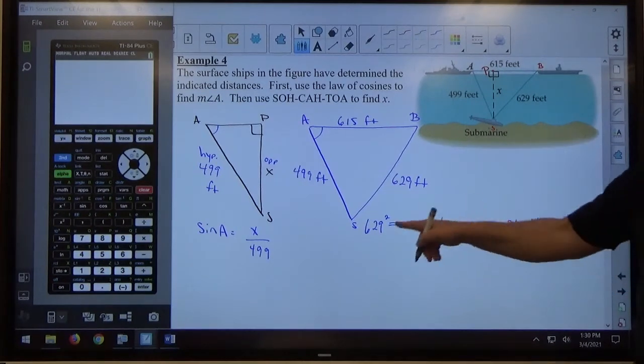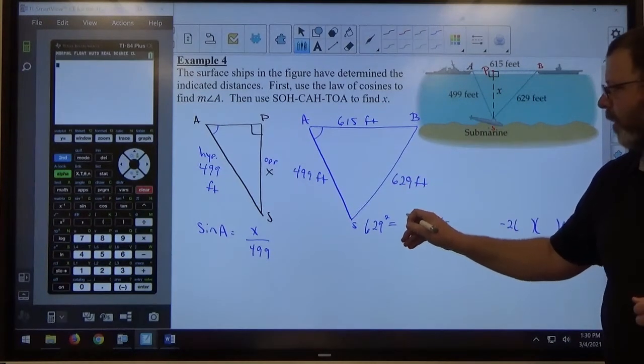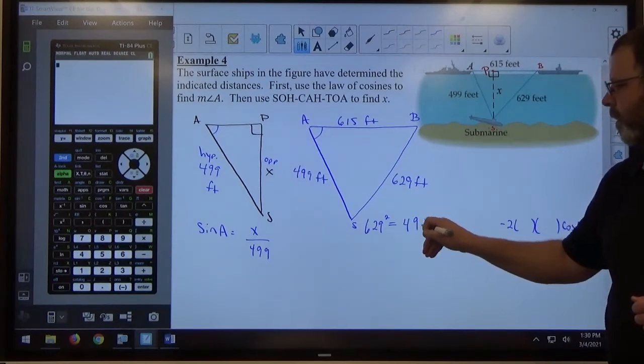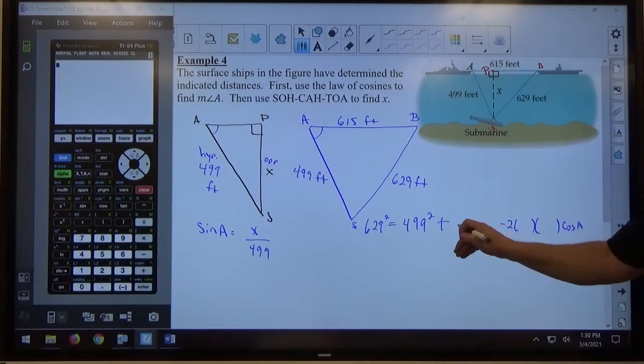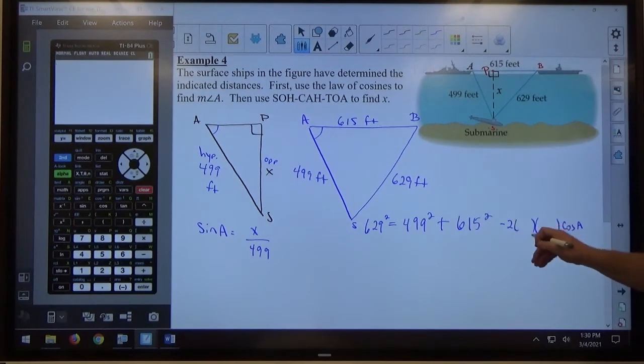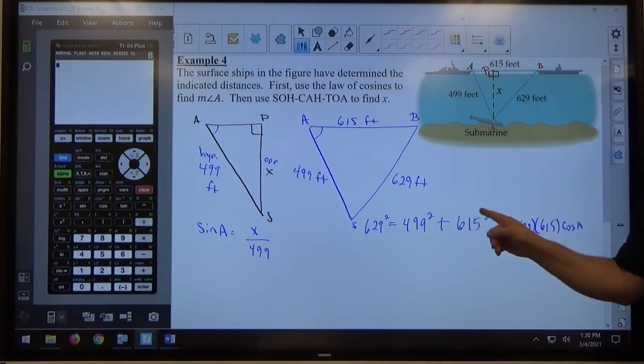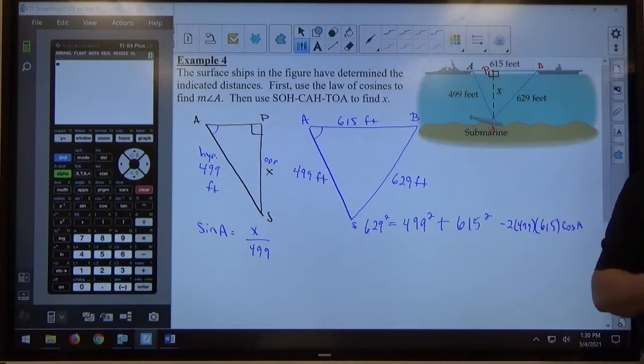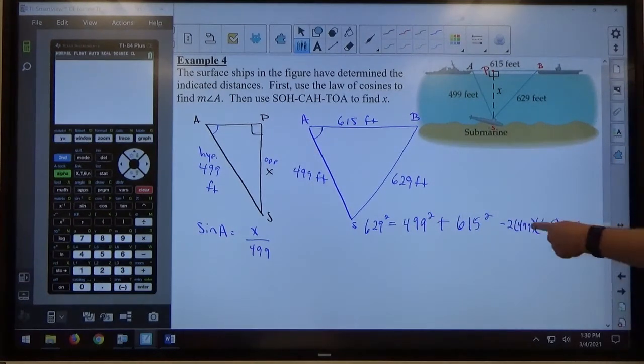So 629's here, which means 499 squared goes here, and the other number, 615 squared, goes here. And then 499 goes here and 615 goes here. It doesn't matter if this goes first or that goes first. They're being added together, and addition's commutative. It doesn't matter if this is first or this is first because multiplication is also commutative.